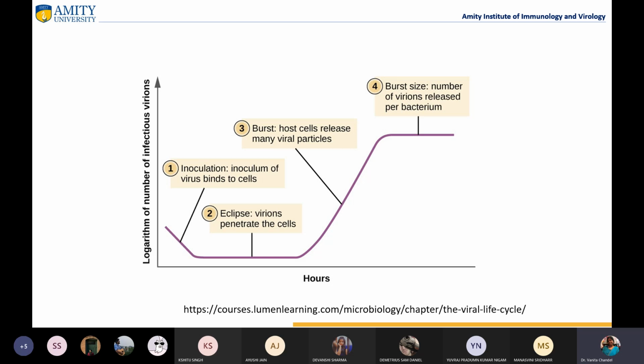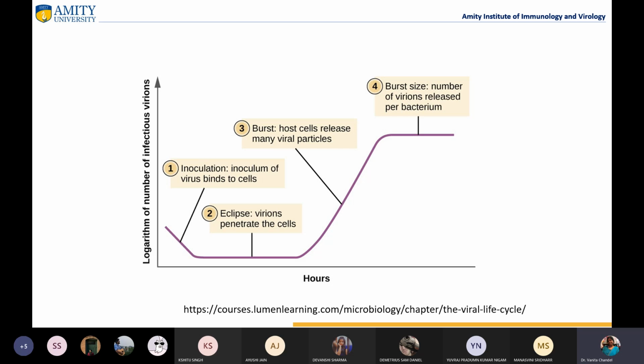The eclipse stage is a stage when the virus is penetrating the cells, right? At that stage nothing is happening; it is preparing for the replication and further multiplication using host cell machinery. So for some time nothing happens. That stage is the eclipse stage, and then the host cell releases virus particles. The burst stage it is called. That means the virus particles are being formed now and they are being released.